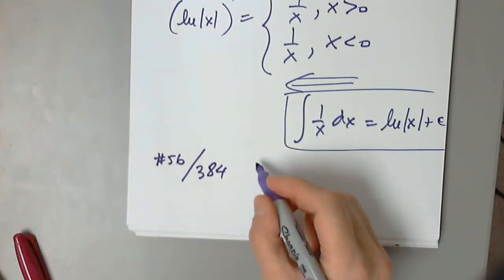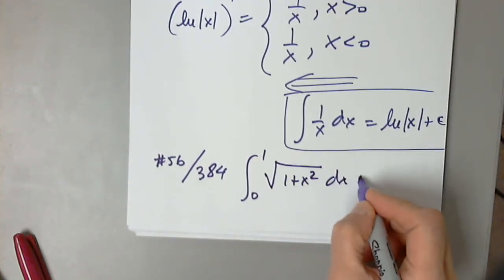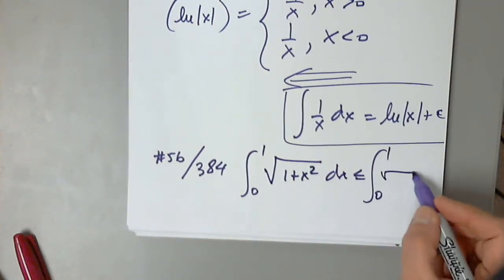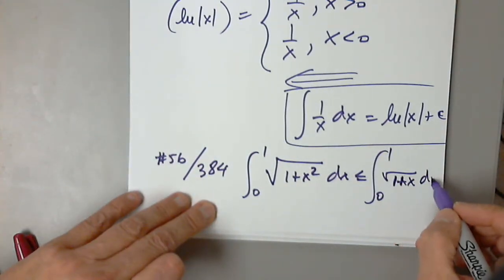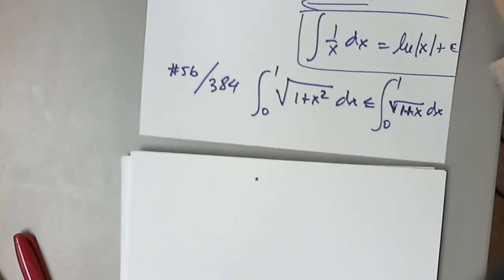So it's the integral from 0 to 1 of the square root of 1 plus x squared dx, less than or equal to the integral from 0 to 1 of the square root of 1 plus x dx. And no, we cannot look at it and say, well, it's obvious. No, we can't do that. We have to show why.